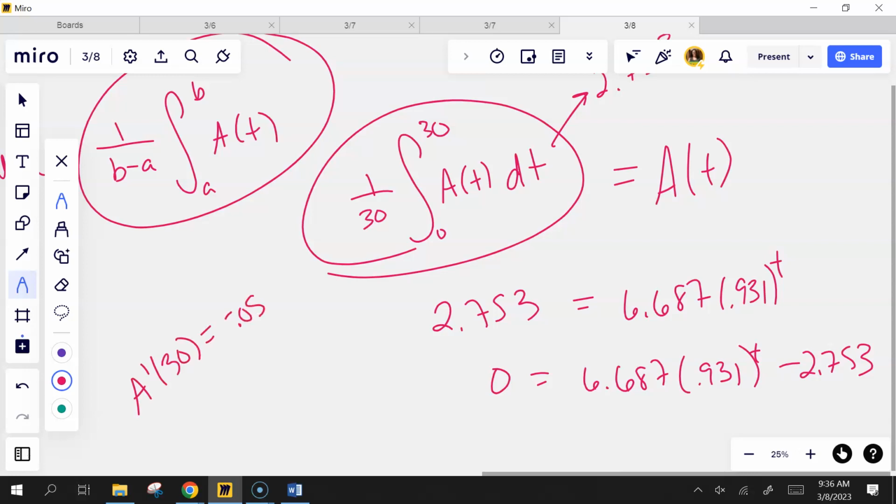Negative 0.05598. Again, notice I went more than 3 decimal places just because I'm extra. You don't have to do that. And then I found A of 30 because remember I need a point and a slope. And that was 0.78293. And then I wrote the equation of the line.